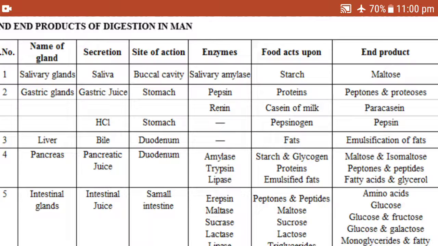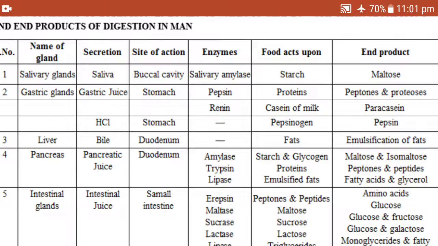Stomach contains the gastric glands, which secrete the gastric juice and the HCl, and it acts on an enzyme present, pepsin, which acts on proteins and converts them into peptones. Liver secretes bile juice into the duodenum, and it acts on fats and helps in the emulsification of fats.